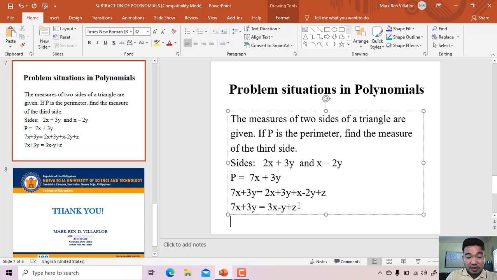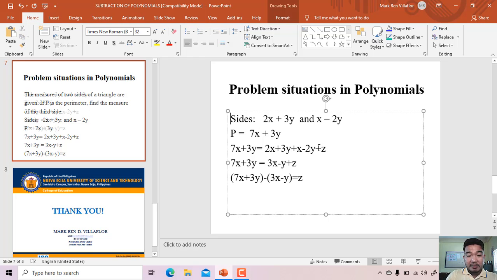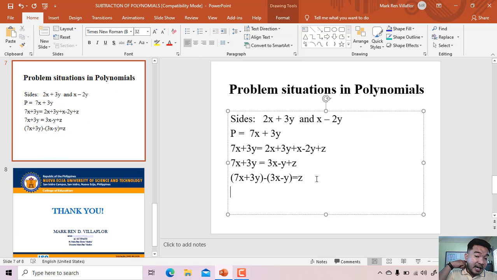So, magiging subtraction yon. So, magiging 7x plus 3y, this whole quantity, yan, buong quantity yan, ano? Minus, ano yung ililipat natin? 3x plus y. And lipat natin, kaya siya naging minus doon, ano? Equals z. So, pwede na natin ngayong isolve si third side, kasi ang nawawala naman ay yung z. Applying the method of solving or subtracting polynomials, anong gagawin natin?